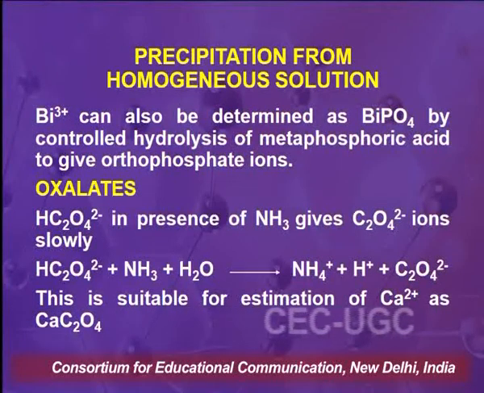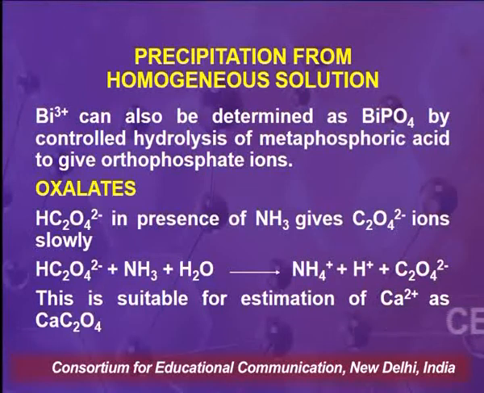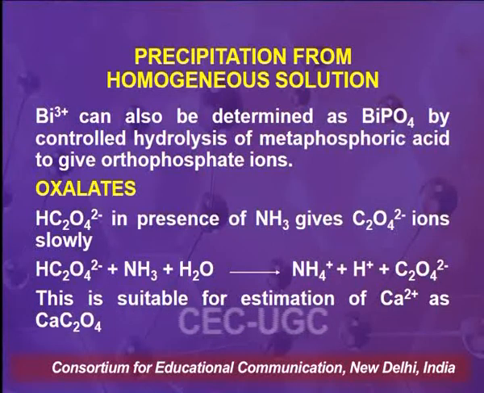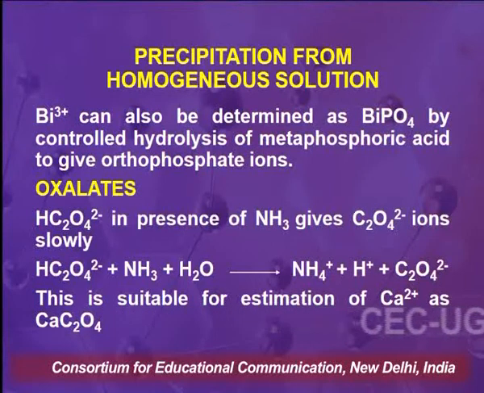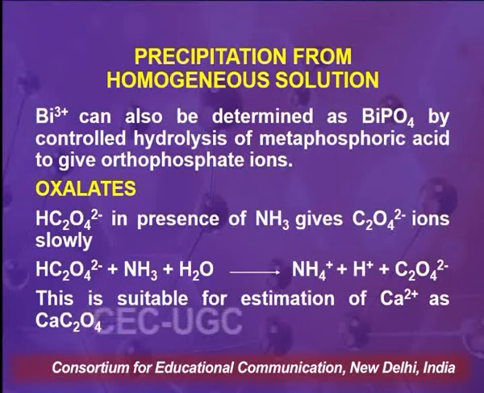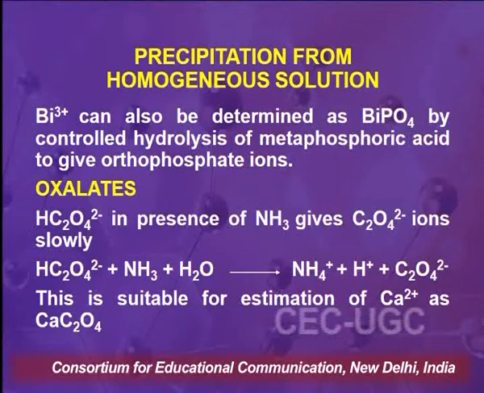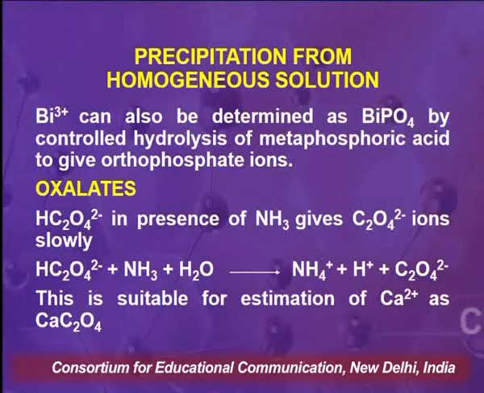Bioxalate in the presence of ammonia gives oxalate ions very slowly, and the reaction shows that ammonium ions, H plus ions and oxalate ions are produced. Now this process is suitable for the estimation of calcium ions as calcium oxalate. So if one needs to estimate the amount of calcium ions in a particular solution, then apart from various other techniques involving volumetry and certain ion exchange methods, gravimetry can also be used. Calcium ions form insoluble precipitates with oxalate ions.